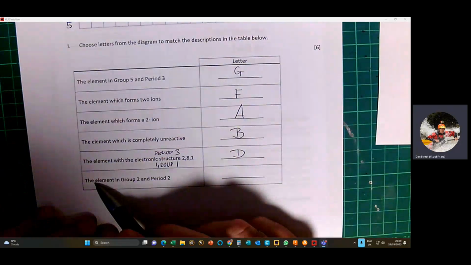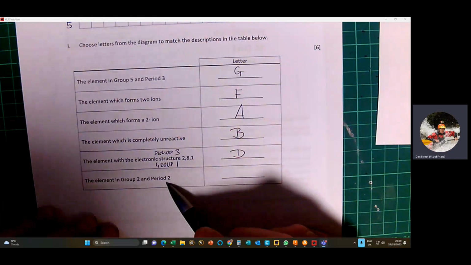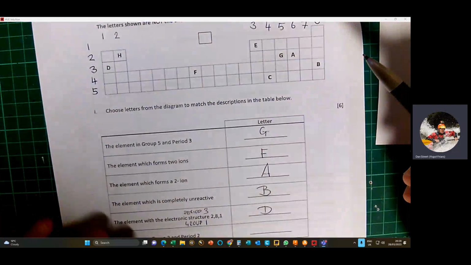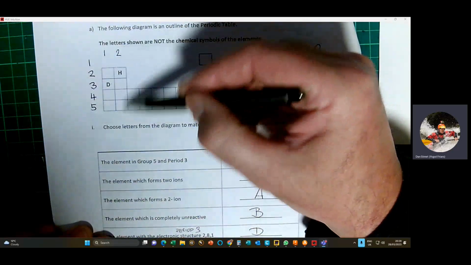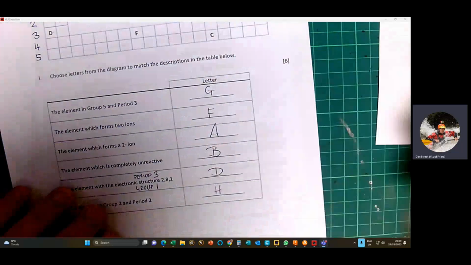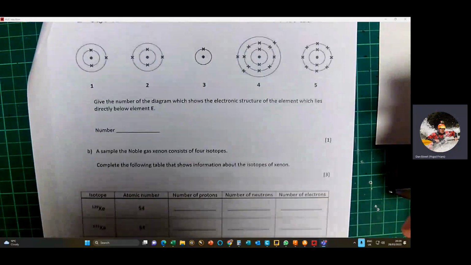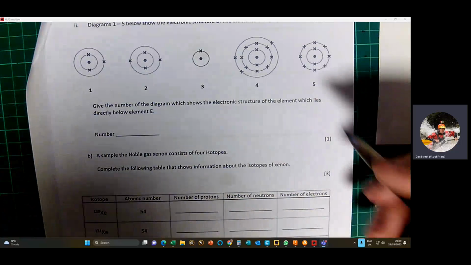And then finally, for this part of the question, group 2, period 2. Okay, so as we've previously labelled the groups and the periods, this should be quite easy. So here's group 2, and here's period 2. That makes it H.